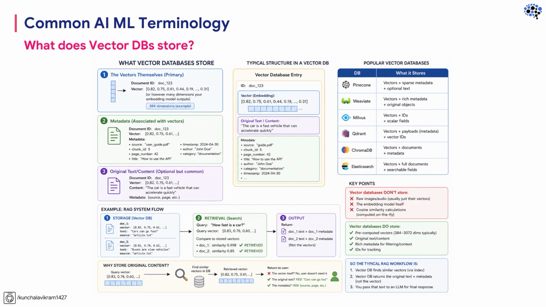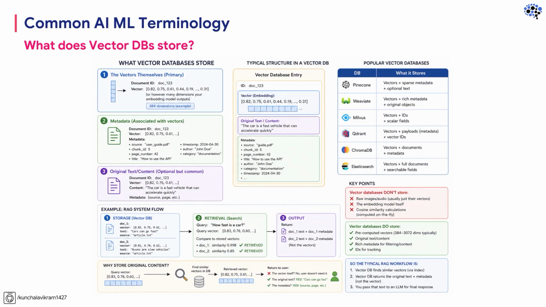That's the reason why we maintain the metadata: for grounding responses and for letting the user know where this response is coming from. Now there are a lot of popular vector databases, like Pinecone, Weaviate, Milvus, Qdrant, ChromaDB, and Elasticsearch. There are a lot of vector databases that store these vectors plus metadata.